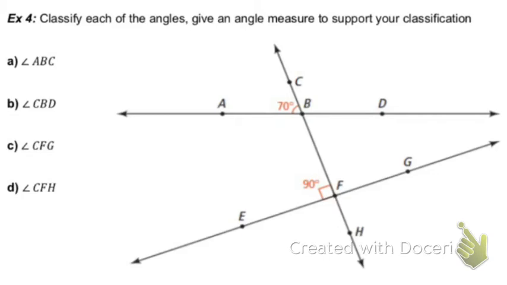All right, example 4. We're going to classify each of the angles, give an angle measure to support your classification. Okay. So, angle ABC. Angle ABC, what's our measure there? Can someone raise your hand and tell me what our measure is here? Ray? It's a straight angle.